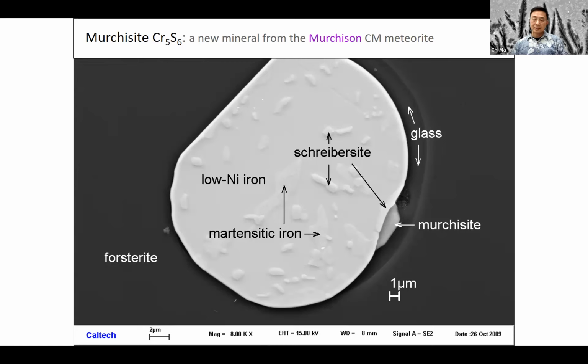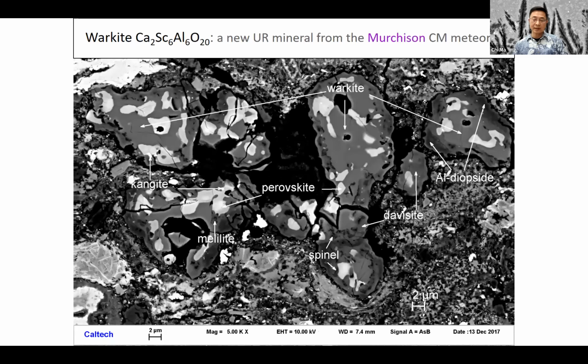So after studying the Allende meteorite for a while, I got Murchison from our collection for a close look, for fun. So the first mineral I found is this chromium sulfide. It's named after Murchison. It's called murchisite. It occurs here. It's just slightly bigger than 1 micron within an olivine grain. The second new mineral we found is wark.